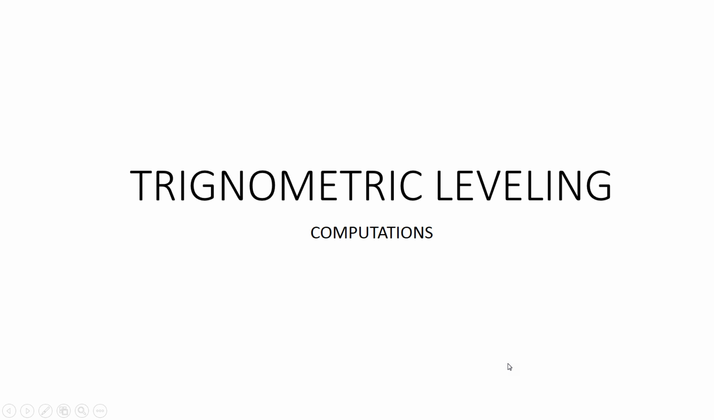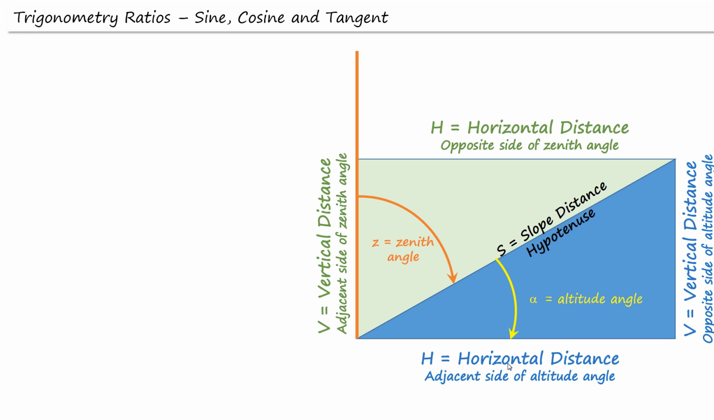The following video is over trigonometric leveling calculations. We're going to start with the trigonometric ratios sine, cosine, and tangent. Notice that I have two right triangles here. One's in green and one's in blue. But the green triangle is using a zenith angle, whereas the blue is using an altitude angle that we will be using for our calculations in the trigonometric leveling.